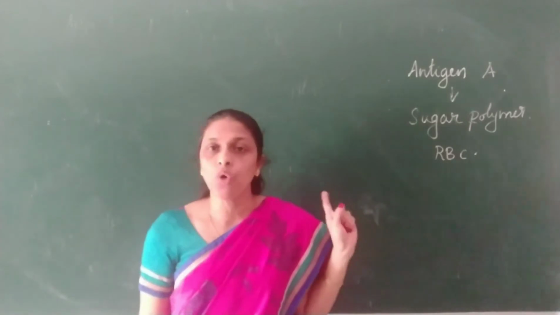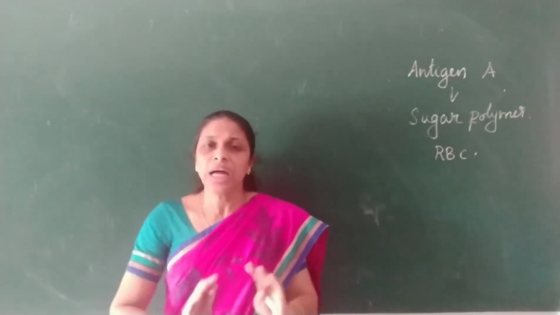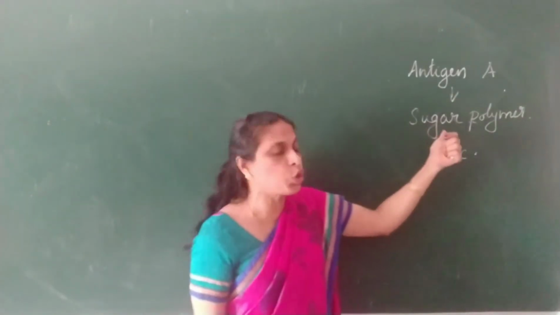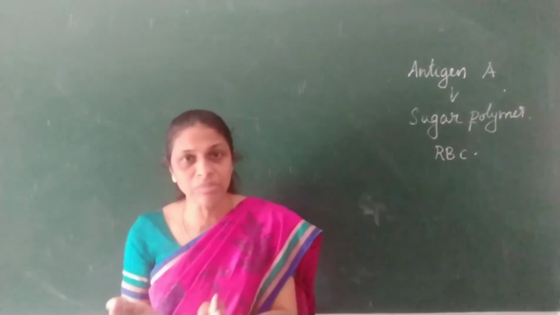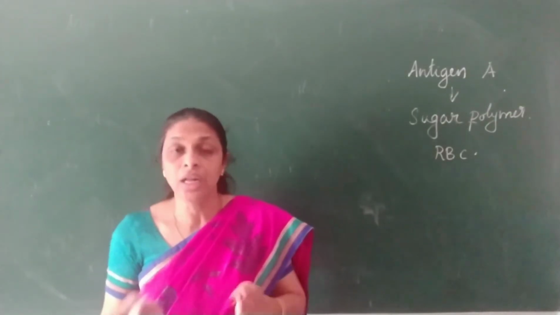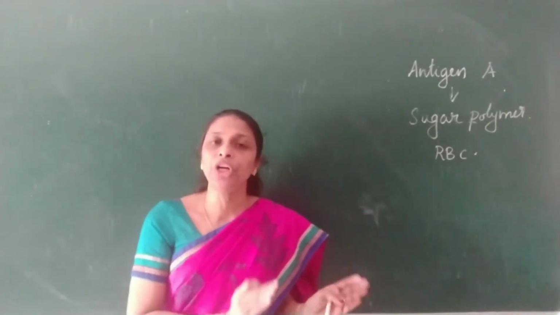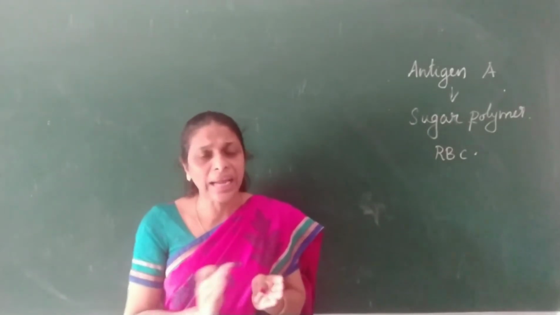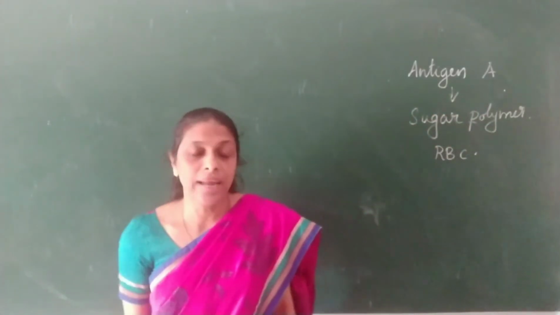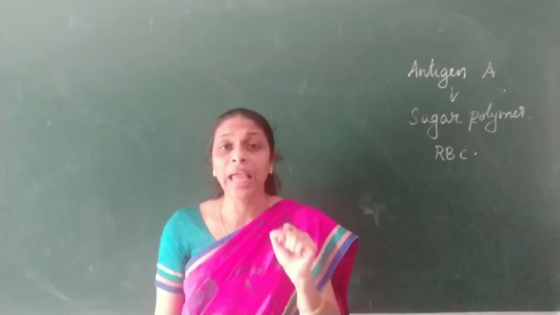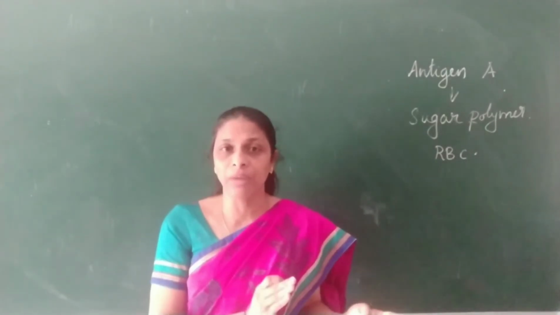So IB codes for antigen B means what? Antigen B is a slightly different form of the sugar. Okay, IA and IB are slightly different forms of the same gene, isn't it? That is the meaning of an allele. So if IA is producing sugar A, IB will be producing another sugar which is slightly different from that of antigen A.